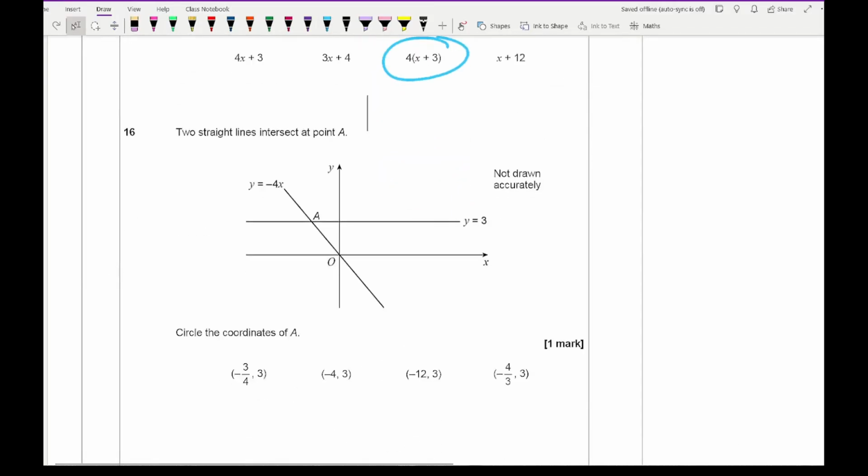Then with question 16, it says 2 straight lines intersect at point A, and it says circle the coordinates of A. So here what we've got is, as both equations are equal to y, we make them equal to each other. So I get 3 equals minus 4x. I want to make x the subject, so I take the 4 over. So I've got 3 over minus 4. So the x ordinate is this, and the y ordinate is going to be 3. So I'm looking for minus 3/4 and 3, which is our first option.